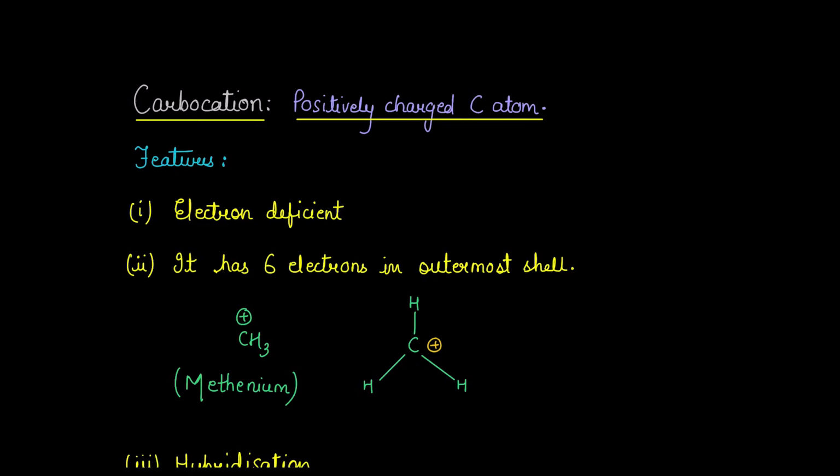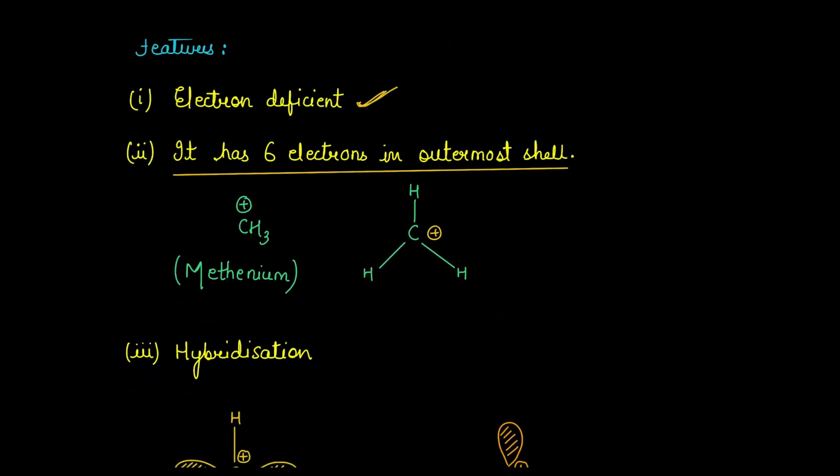First of all, it is electron deficient because it has 6 electrons in its outermost shell. For example, if we look at this methyl carbocation or methenium cation, and draw the Lewis dot structure, we can see that there are 6 electrons in the outermost shell. So the octet is incomplete, and we can say it is electron deficient. It is a Lewis acid because it has vacant orbitals, because it can accept 2 electrons to gain stability. So it is a Lewis acid.